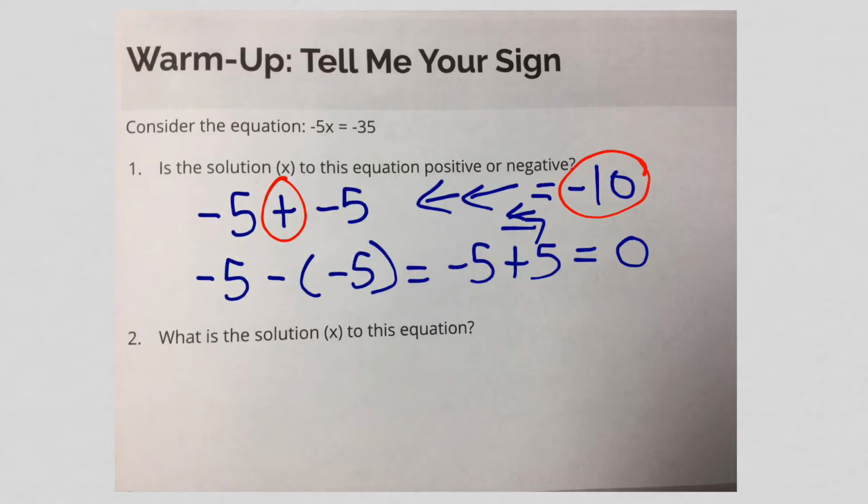Okay, so if we are going from -5 on our number line, and we are trying to go to -35, we are becoming more negative. This means that we are adding, so the solution is going to be a positive.